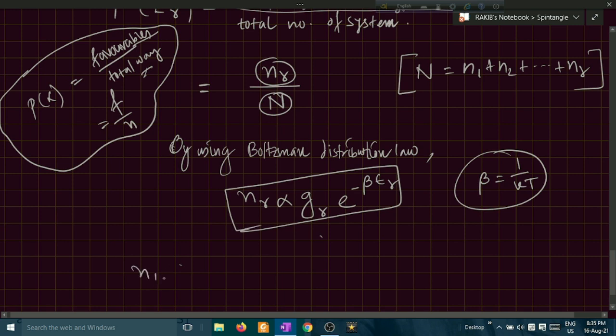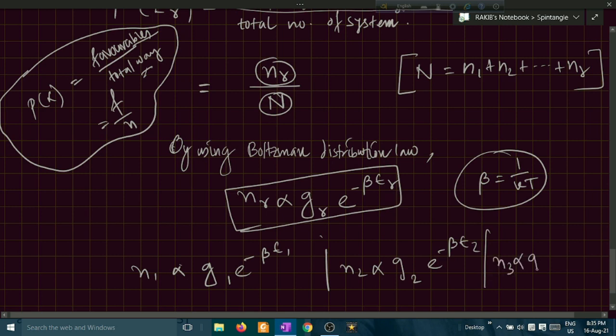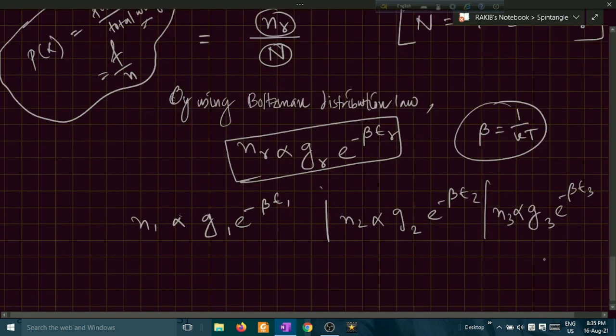So N1 will be what? N1 will be proportional to G1 e to the power minus beta E1. N2 will be what? N2 is proportional to G2 e to the power minus beta E2. N3 will be what? N3 is proportional to G3 e to the power minus beta E3, and so on. Therefore, the total number of particles N will be what?